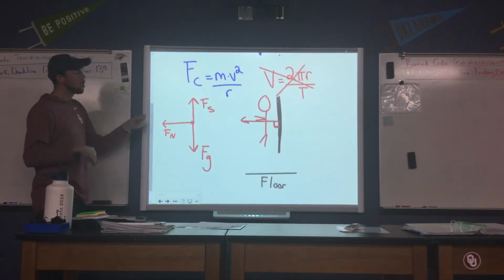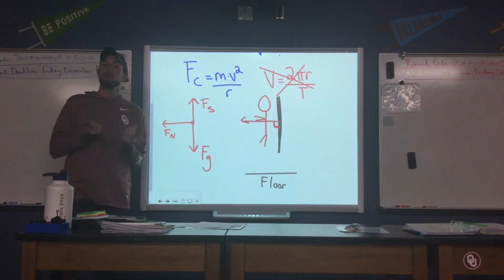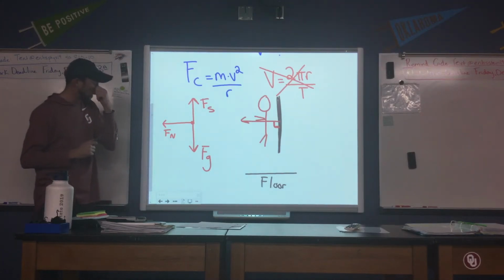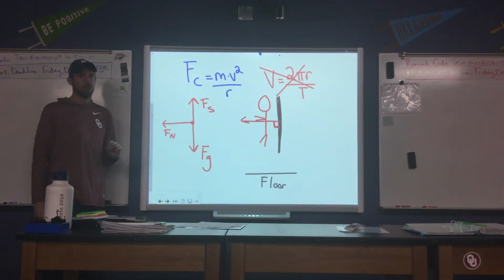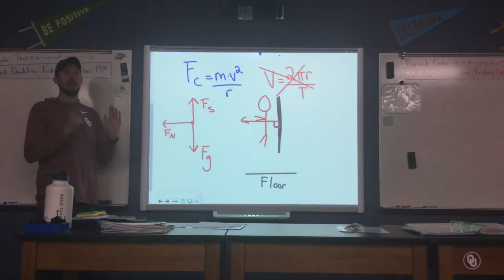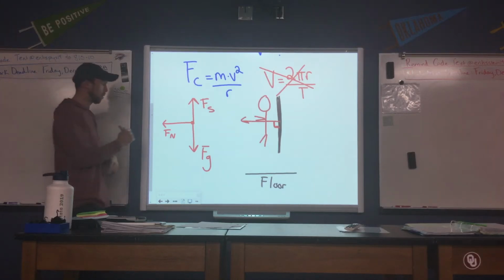So the question becomes, which of those three is going to be our centripetal force? Well, if I look at the picture, gravity, is that directed toward the center of the circle? No, it is not. Force of static friction, is that force directed toward the center of the circle? It is also not. The only force directed toward the center is our normal force.